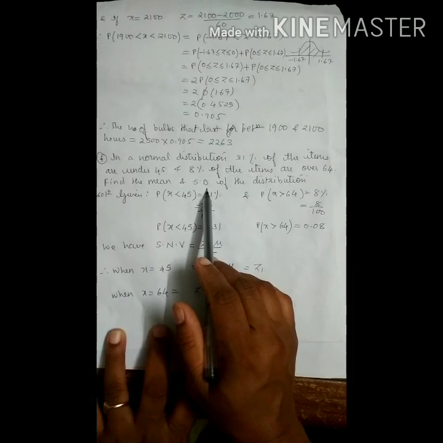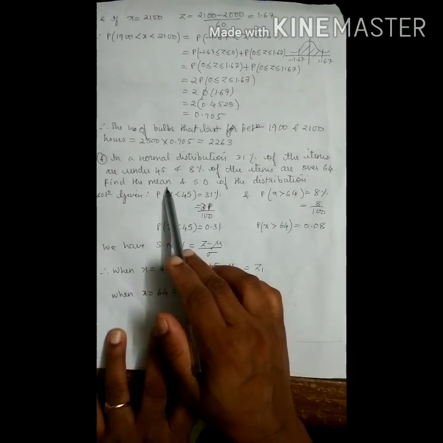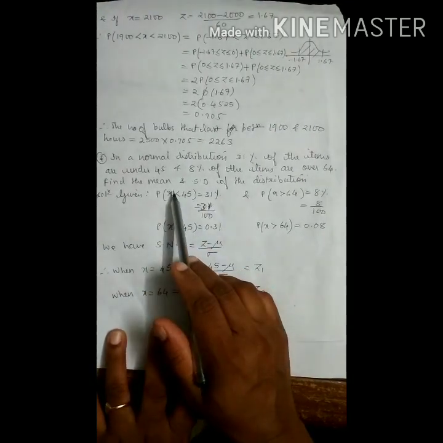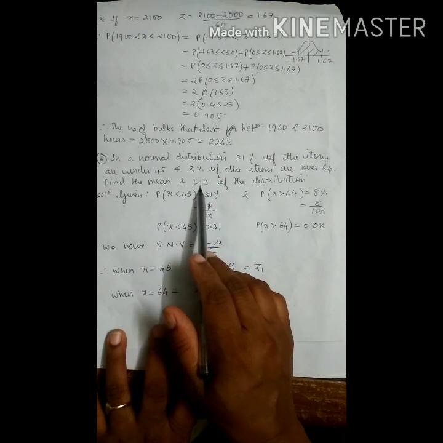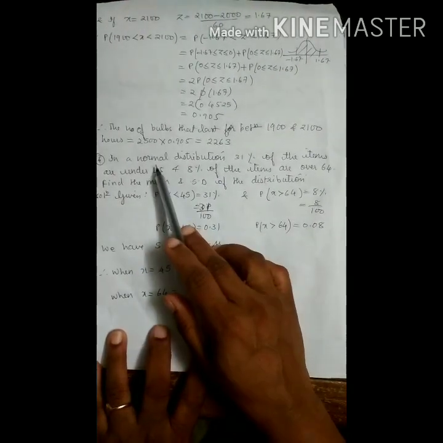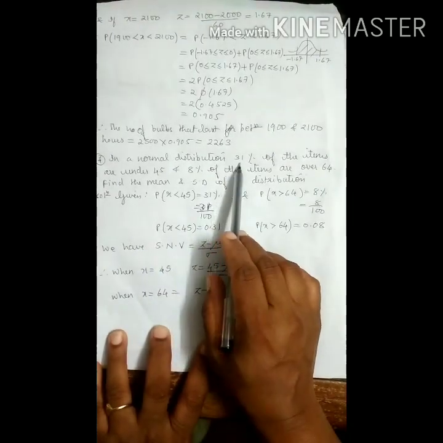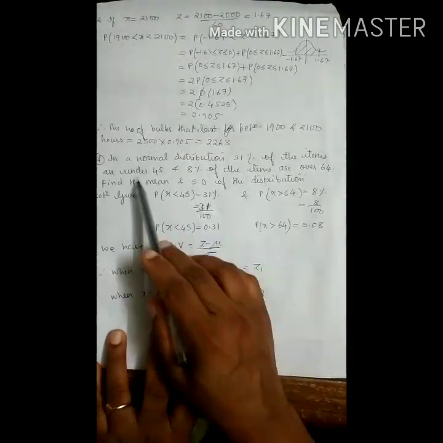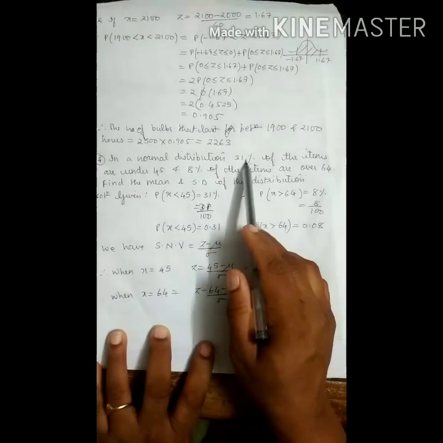Find the mean and standard deviation. Now you have to find mu and sigma. In the previous problem, they had given mu and sigma. Now you have to find mu and sigma here. What they are saying is: in a normal distribution, 31% of the items are under 45.